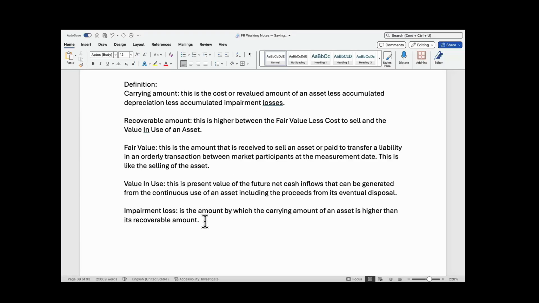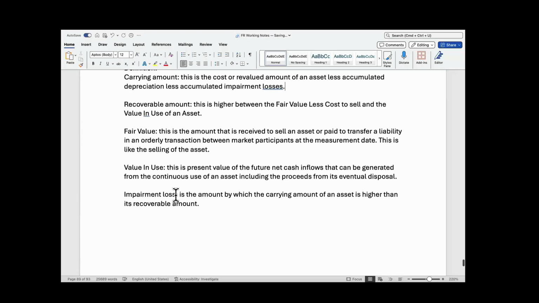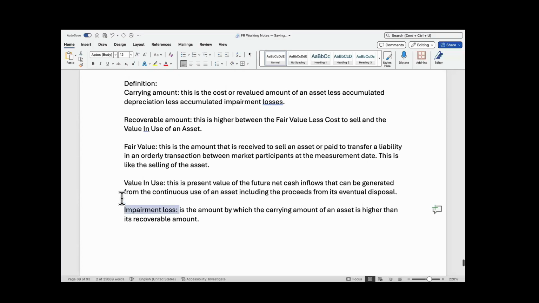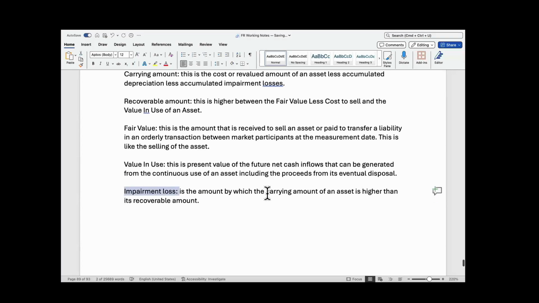So all we want to do here is to calculate impairment loss, which is very clear. You need to get a carrying amount, you need to get a recoverable amount, which is the higher between fair value and value in use. So the higher between the two becomes your recoverable amount, and you get your impairment loss. And when you get that, you will then need to use that to impair the asset.